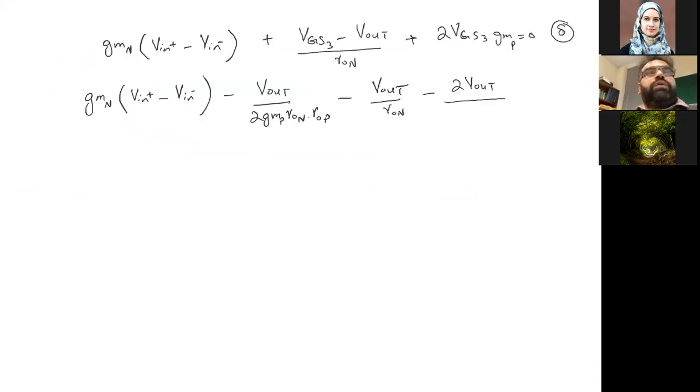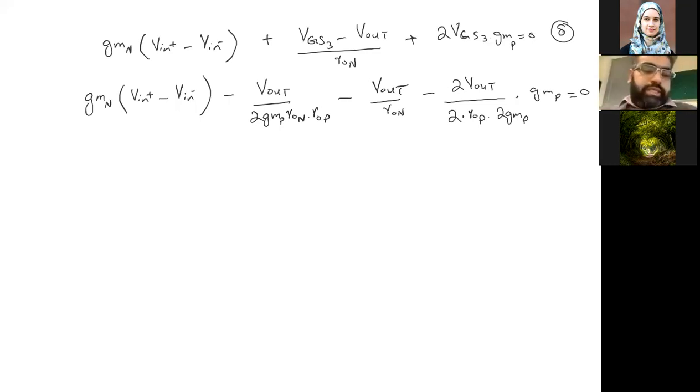Hopefully I am not minus V out. 2 V out comes here. 2 times ROP times 2 times GMP. Okay, and this GMP is also coming. Okay, so that's fine. Sorry.